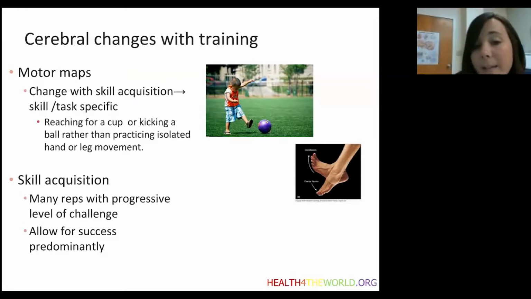For skill acquisition, you also want to get many repetitions with a progressive level of challenge. You want to allow primarily for successes, but you also want to have some failures in order for your patient to learn from some of the mistakes that they've made.